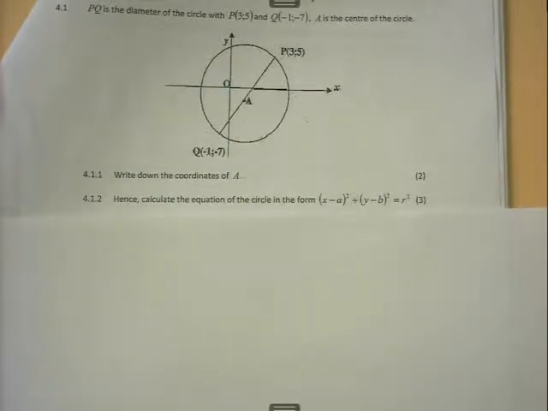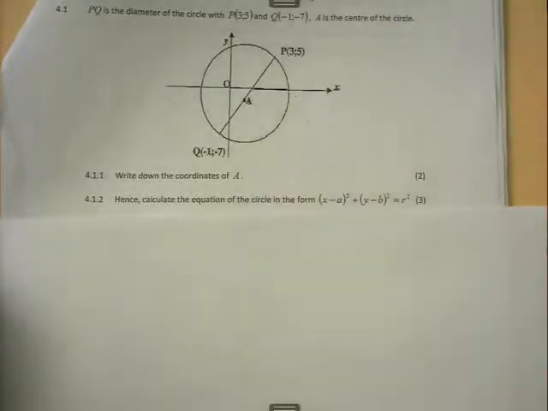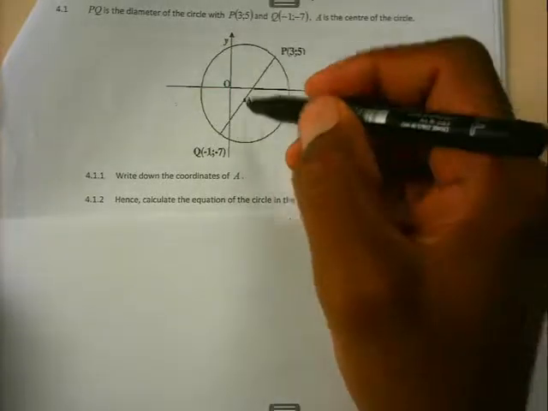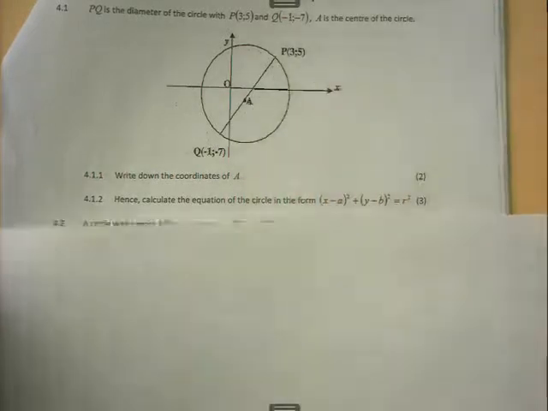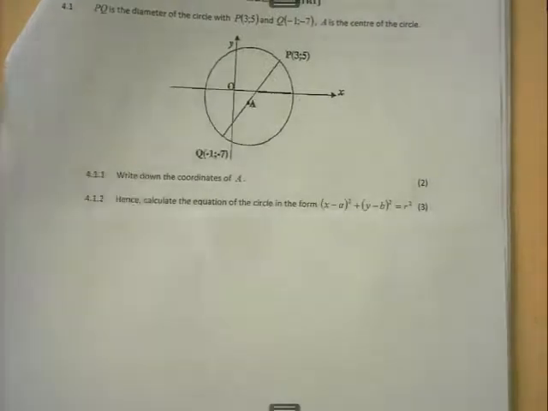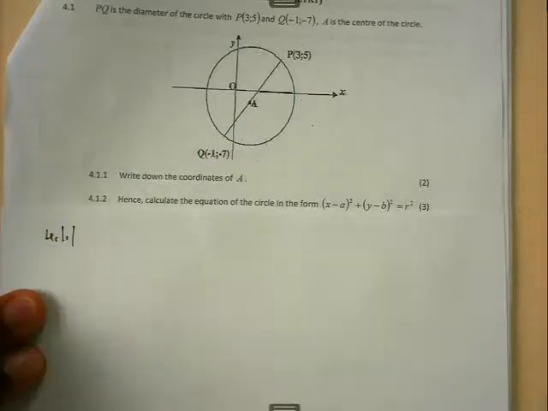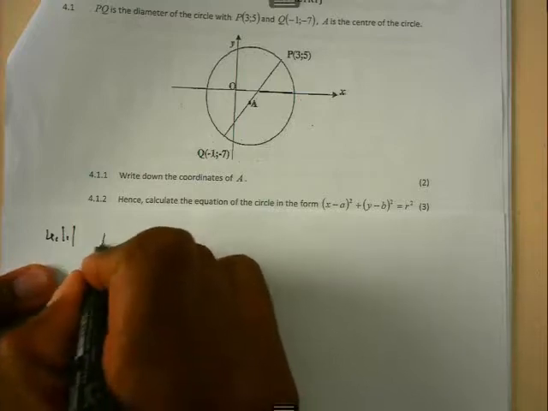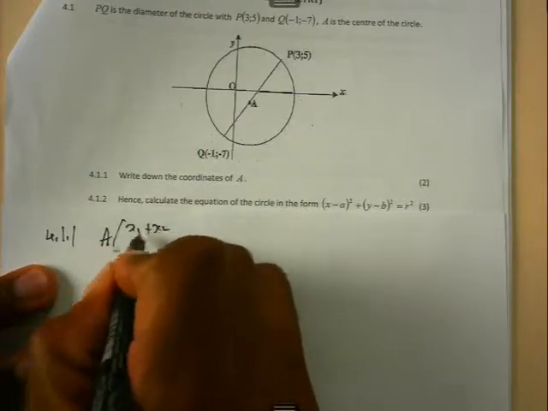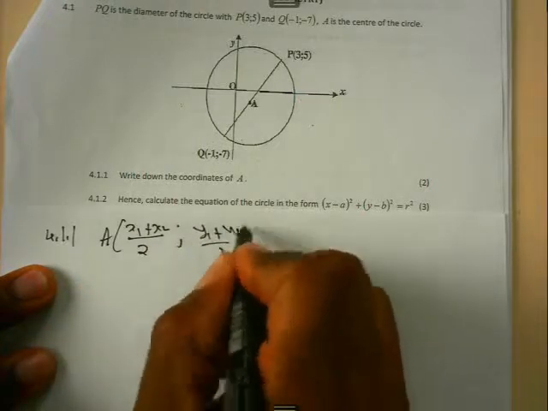Now let us look at 4.1.1. Write down the coordinates of A. Now A here is our center. If it's a center, then it means that it will be the midpoint of P as well as Q. Then we are going to use the midpoint formula, which is x1 plus x2, divided by 2, and y1 plus y2 divided by 2.